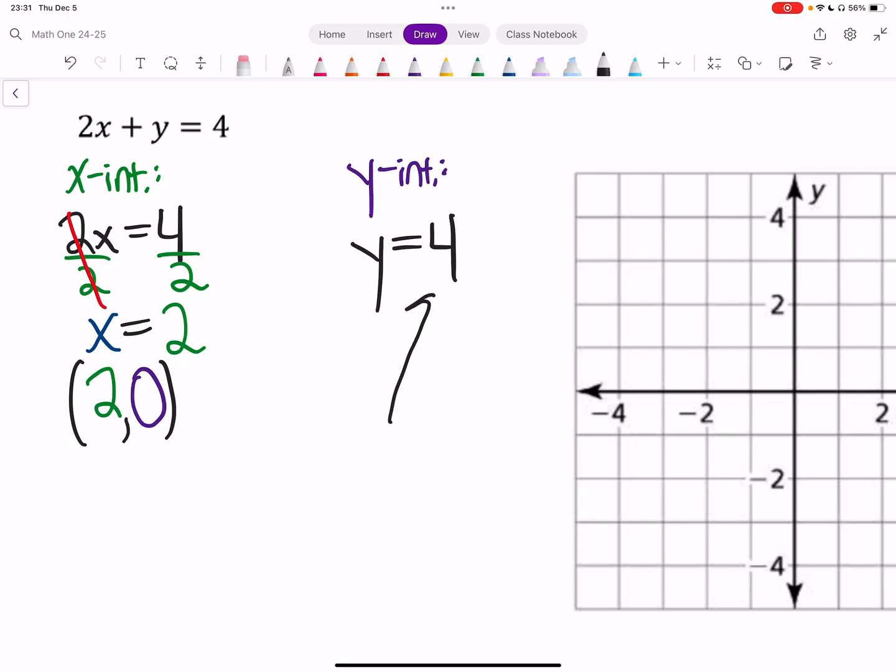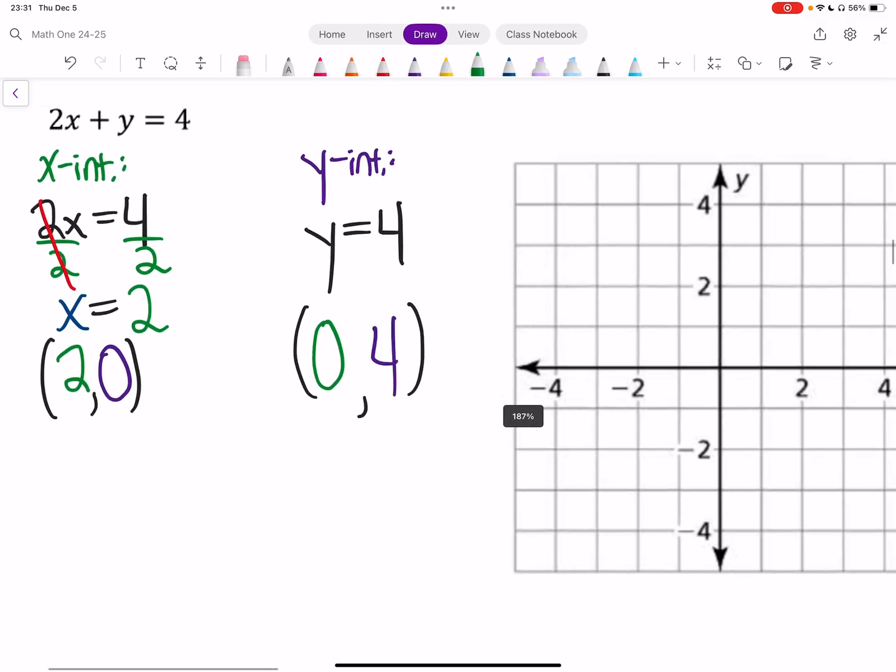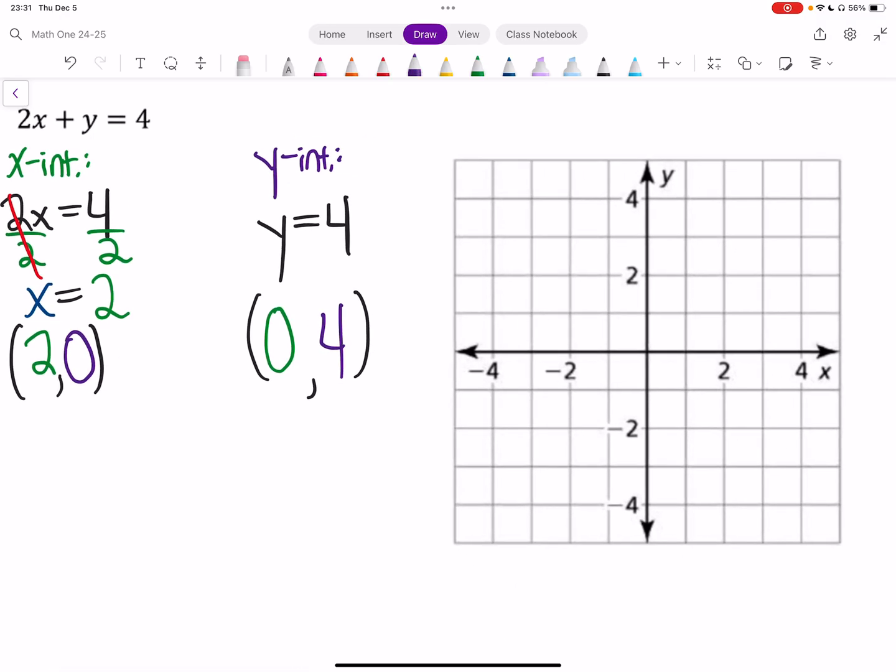Looking at this other equation, I actually don't need to solve it, because the y is already by itself, so I know that y is equal to 4. When I write that intercept as an ordered pair, it is 0, 4. So let's go ahead and graph those two intercepts.